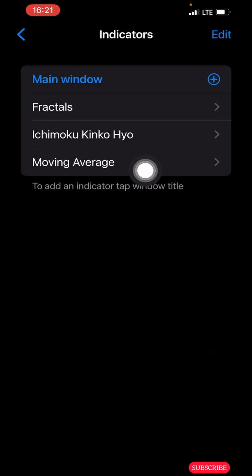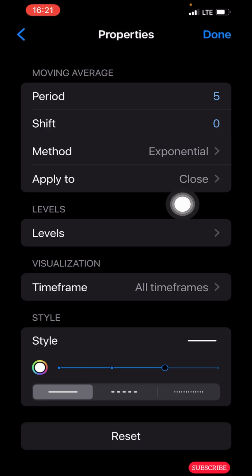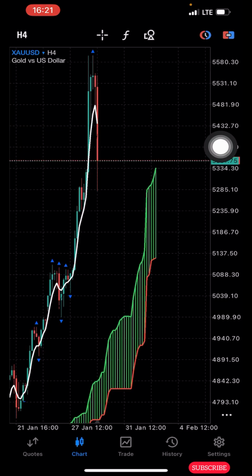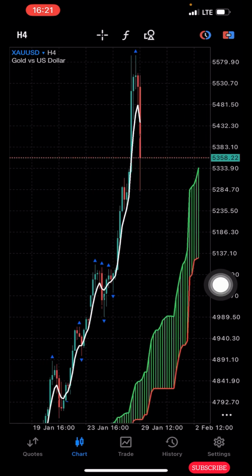Now lastly, we have the moving average. So you click on the main window plus icon, you search for your moving average. For the moving average, you make the period 5, shift is 0, method is exponential, apply to close. The level, you leave it as it is, time frame is all time frames. The style, you make it color white, 3 pixel, you click on done. So once you set everything correctly, as I've just explained, you are going to have a screen like this. All right, so this is how you go about it.